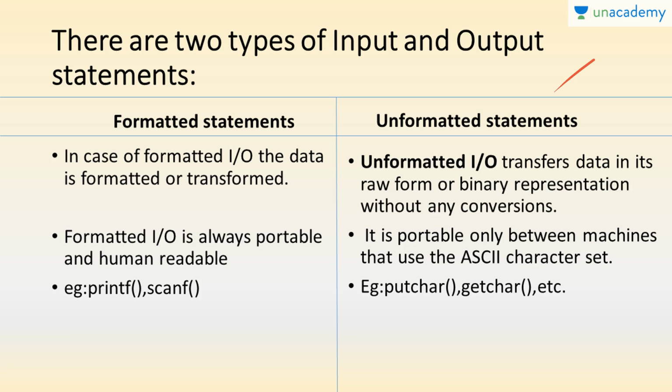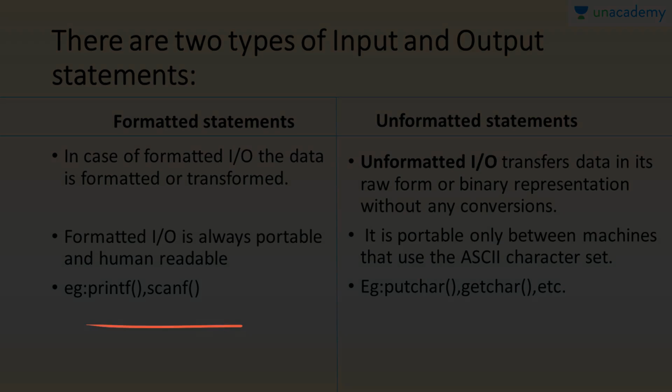But in case of unformatted input-output, it transfers the data in its raw form or binary representation without any conversions, unlike formatted input-output. So unformatted input-output is the most basic form of input-output, and it is simple, efficient and compact. It is portable only between machines that use the ASCII character set. Examples are putchar, getchar, etc. Examples for formatted statements are printf, scanf.